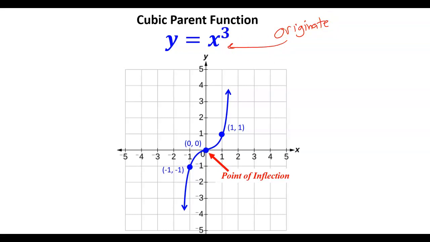So notice, at the center, it goes through the origin, it goes up 1 over 1 to the right, down 1 over 1 to the left, and it's not like a parabola where they're both going up or they're both going down. The end behavior has one going up to the right, one going down to the left. You could say it's always increasing as the x increases. Okay, and in the center here we have the vertex or the point of inflection.